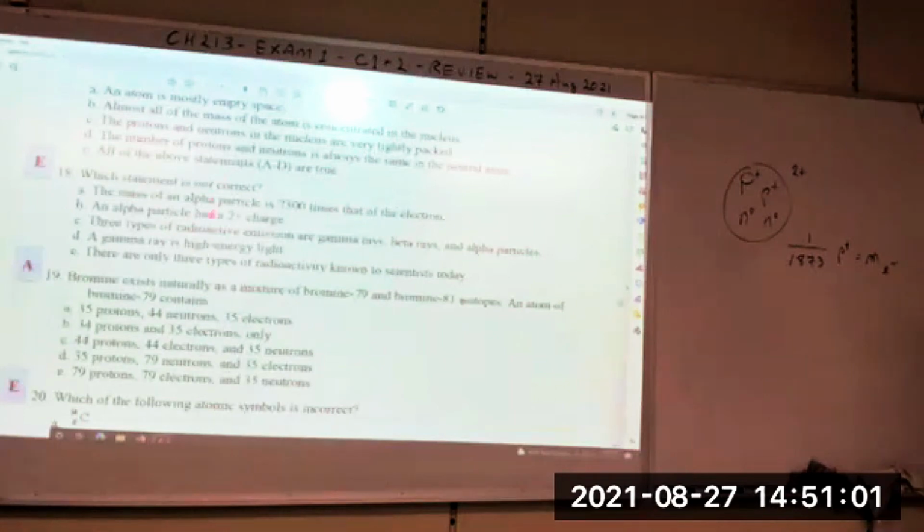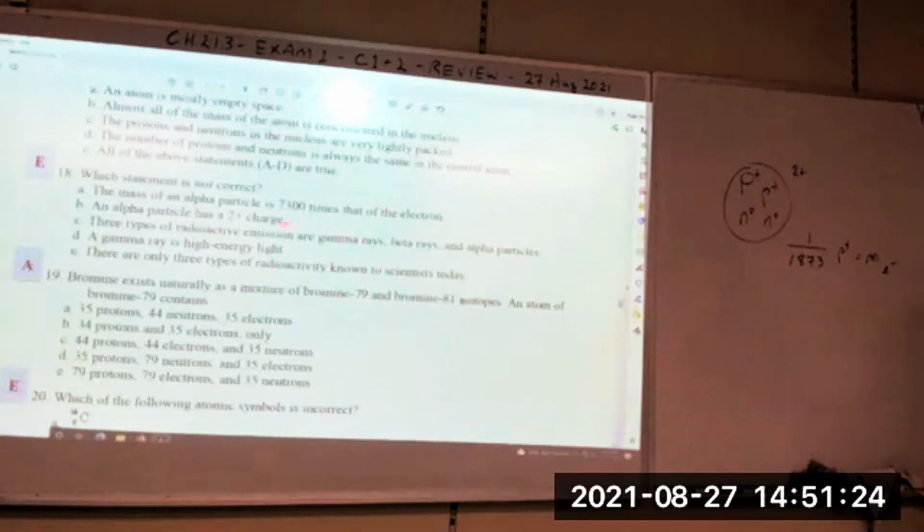An alpha particle has a 2 plus charge? Yep, sure does. Three types of radioactive emission are gamma, beta, and alpha. That's true also. A gamma ray is high energy light. That's true also. So far, we're 4 for 4. There are only 3 types of radioactivity known to scientists today. That one is false.